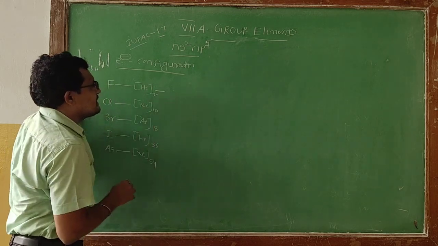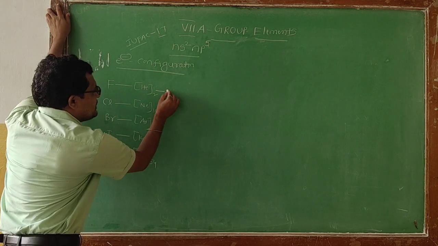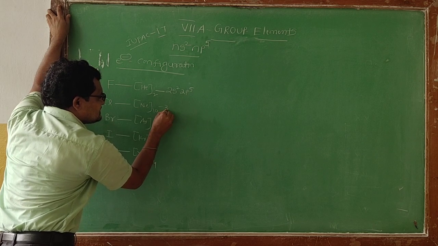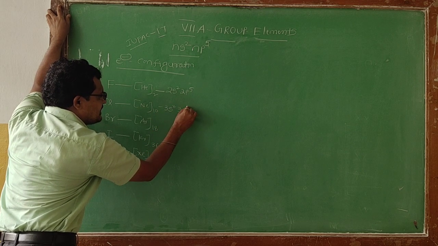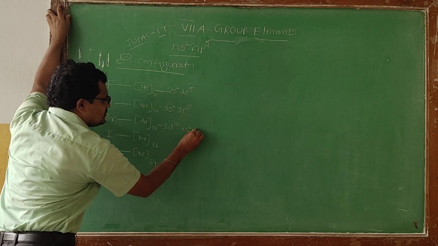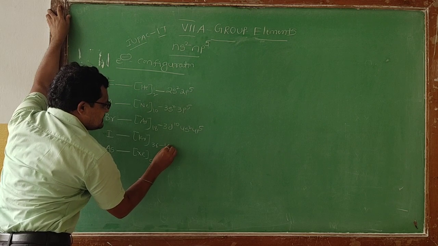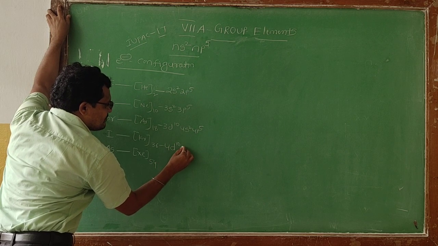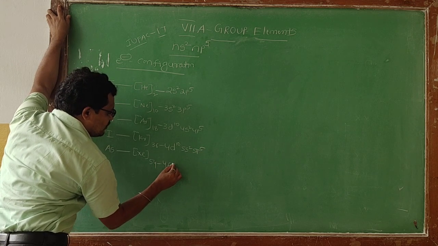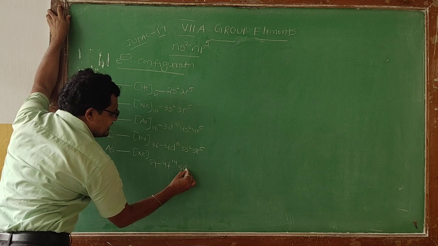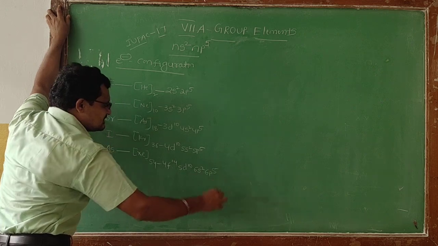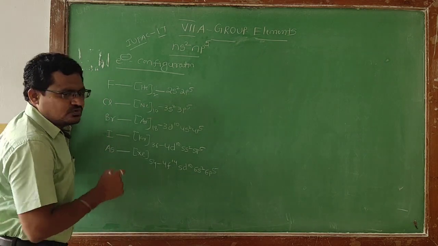Now the 7th group element electronic configuration ns2 np5 means it is 2s2 2p5, then 3s2 3p5 3d10, then 4s2 4p5 4d10, then 5s2 5p5 4f14 5d10, then 6s2 6p5. This is the electronic configuration of 7th group elements.